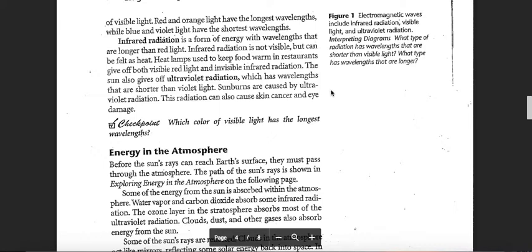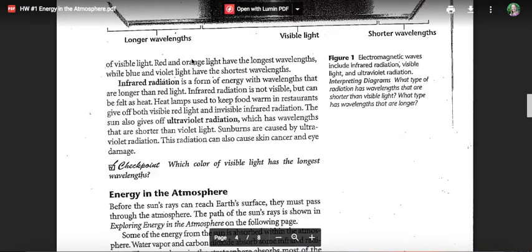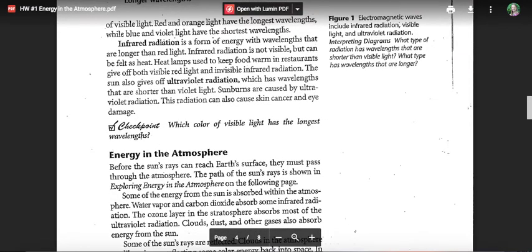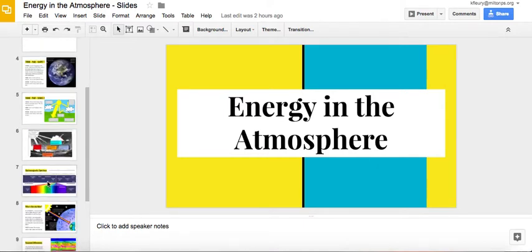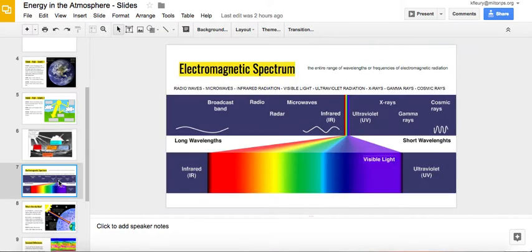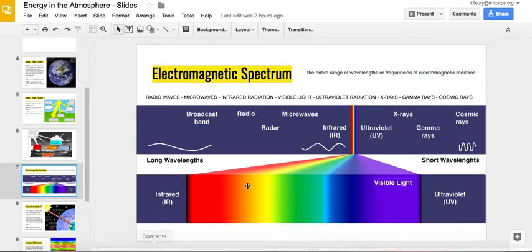Let's take a very quick look over at a better image of the electromagnetic spectrum. This is not something that you need to know a ton about, okay? But it's helpful just to know a little bit about it as we go through the chapter, as you learn about other forms of energy. So here's the electromagnetic spectrum, okay?